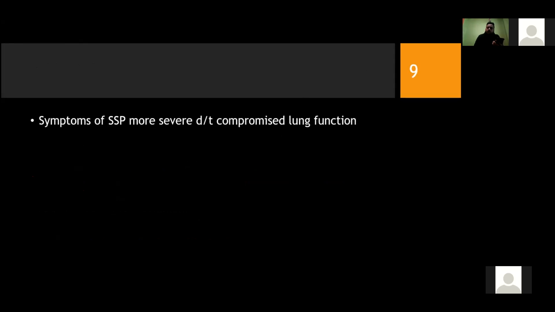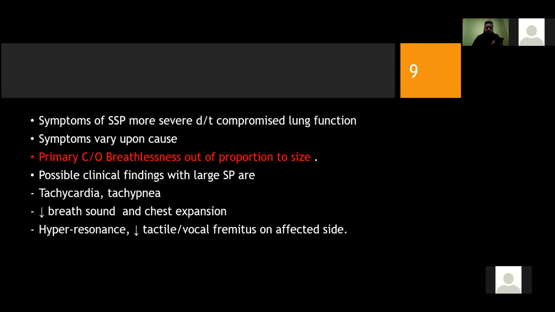Secondary pneumothorax patients have more clinical severity and more breathlessness because they have underlying lung parenchymal or other diseases which have compromised their lung function. Even if the size of the pneumothorax is small, the patient can have great symptoms and hemodynamic compromise.